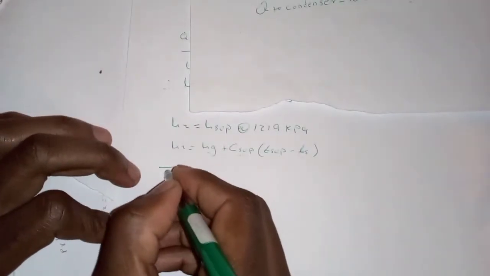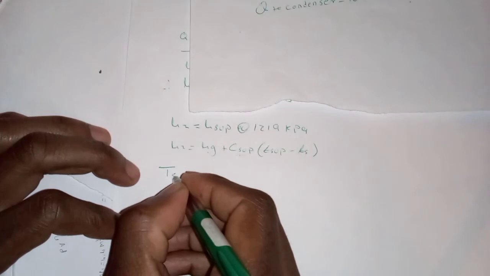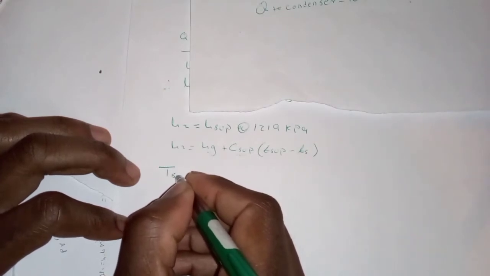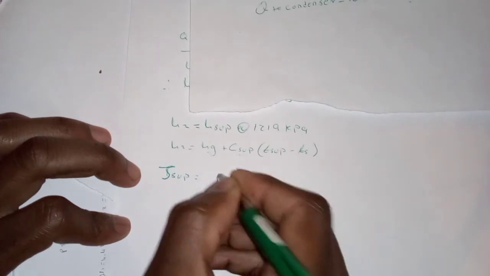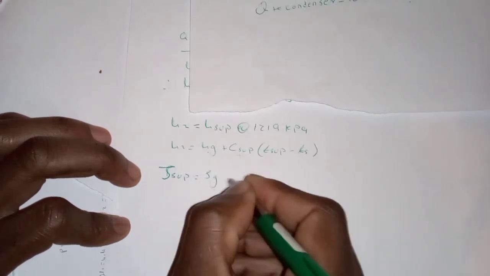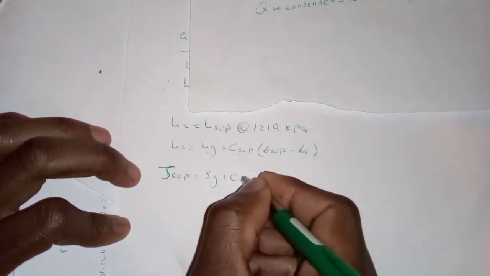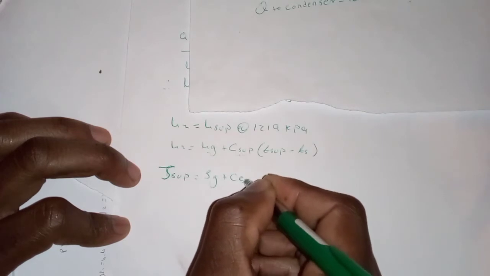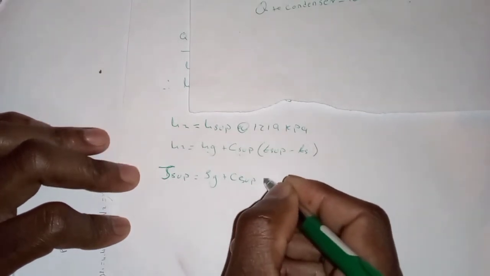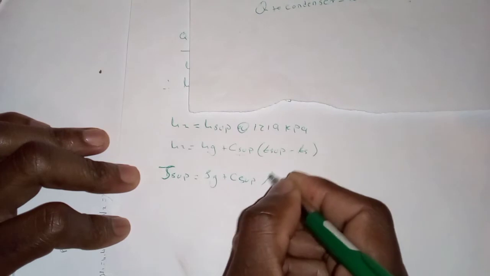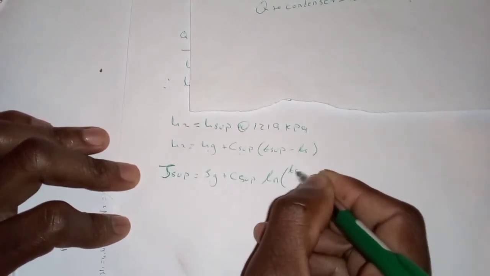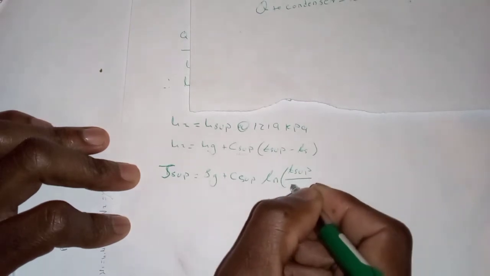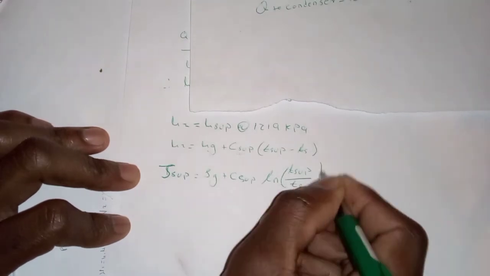It's the formula that says S sup, it's not T, it's S sup, equals to Sg plus the specific heat capacity for superheated steam times ln T sup divided by the saturation temperature.